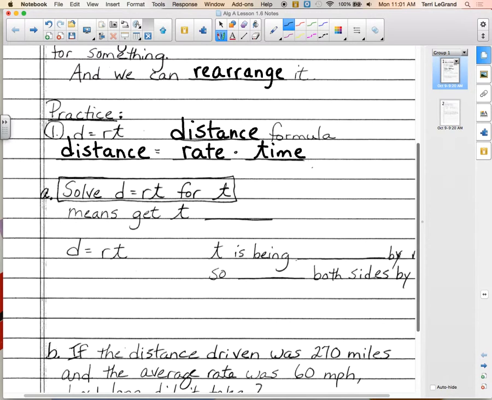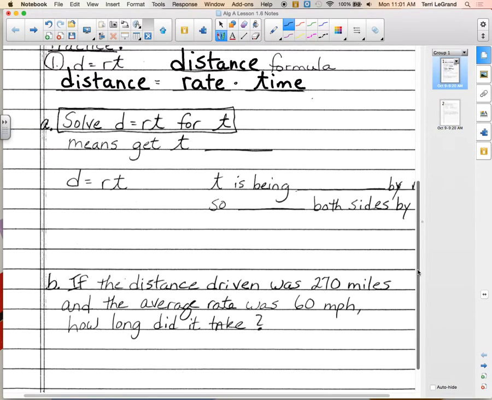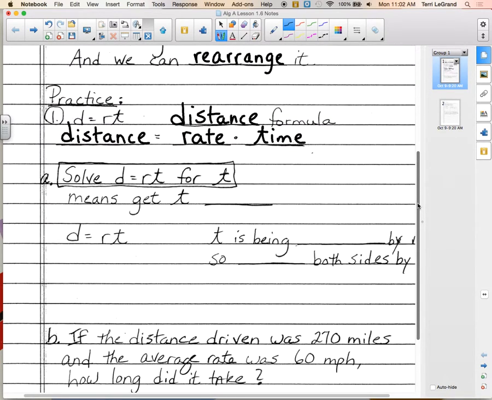So when we solve the distance formula, right now, when it's D equals RT, what's it solve for right now? Time. No, this right here. What's it solve for? In other words, which variable is alone? That's what solving means: getting the variable alone. D is. So it's solved for D right now. It's solved for distance right now.